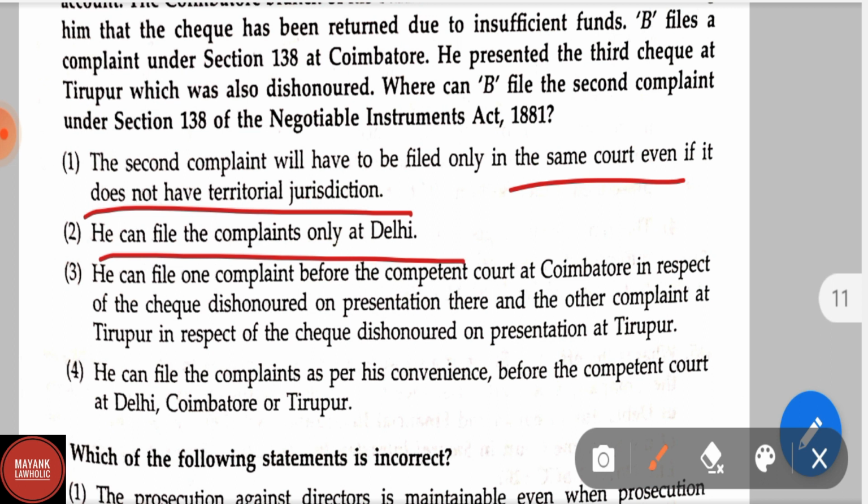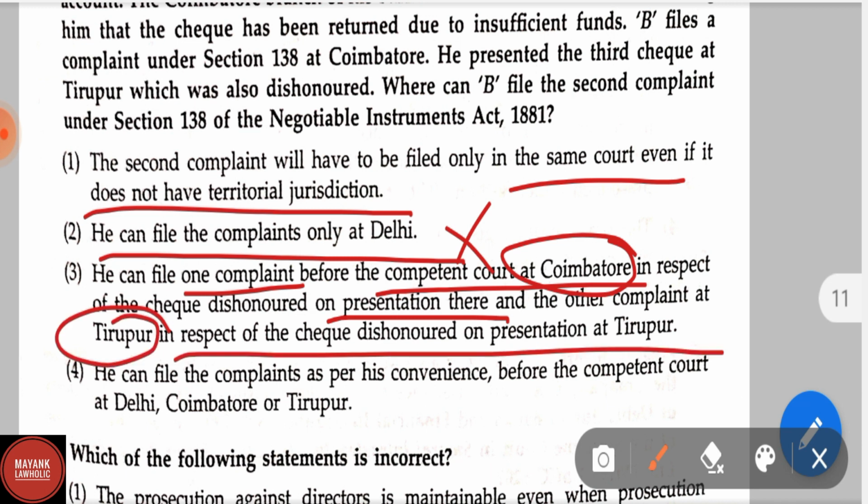Option 2: he can file the complaints only at Delhi. This is the wrong answer because Delhi was not in the picture. Coimbatore and Tirupur were in the picture. Option 3: he can file one complaint before the competent court at Coimbatore in respect of the check dishonored on presentation there, and the other complaint at Tirupur in respect of the check dishonored on presentation at Tirupur. This is not the right answer.